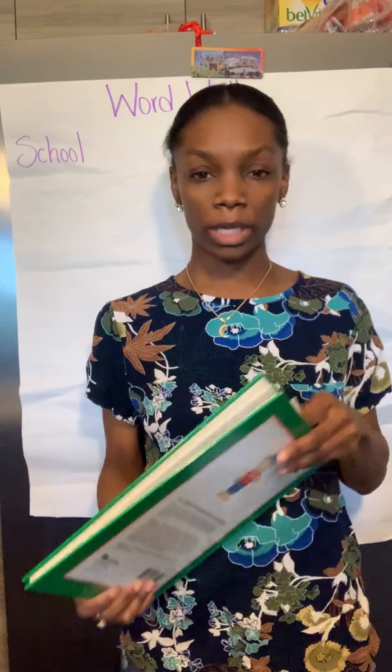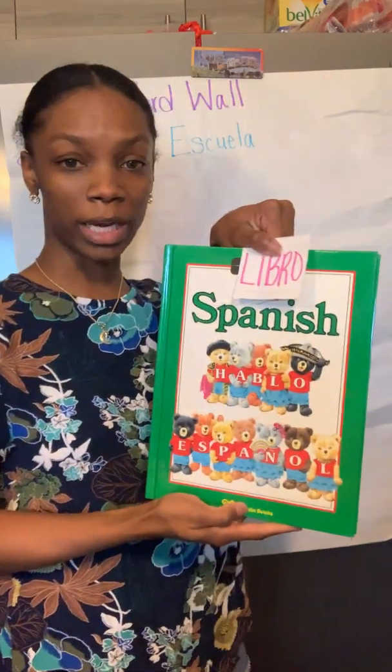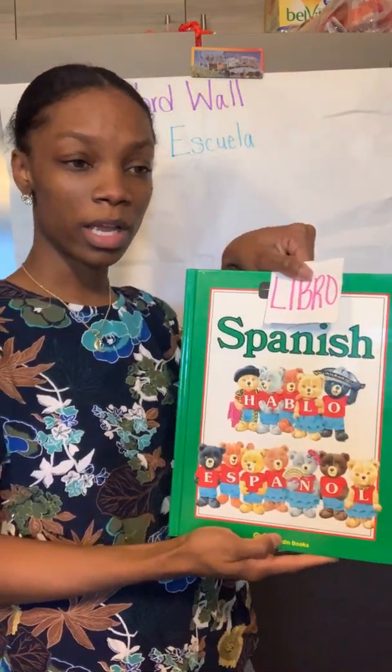So today we are going to reflect on a book that we've already been reading. And this is our book here, Spanish, Hablo Español. And then we're also going to be looking at some of the things we've labeled in our classroom. And this is to help us notice different things that we see every day in our classroom. And we're going to think about how can we say this in Spanish.